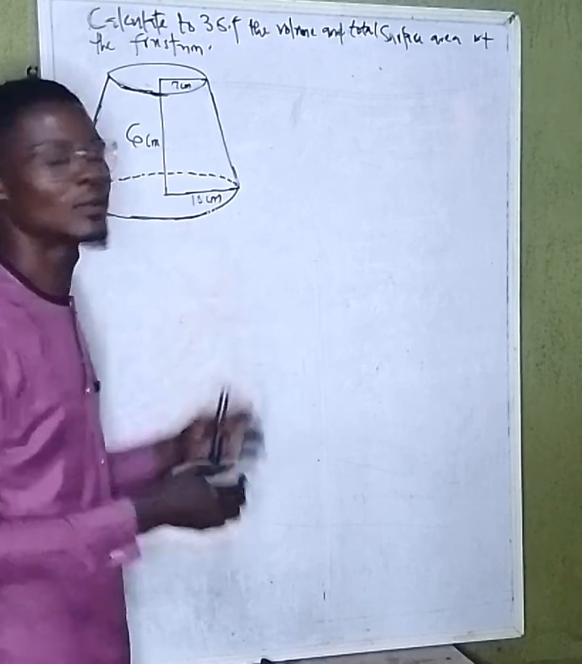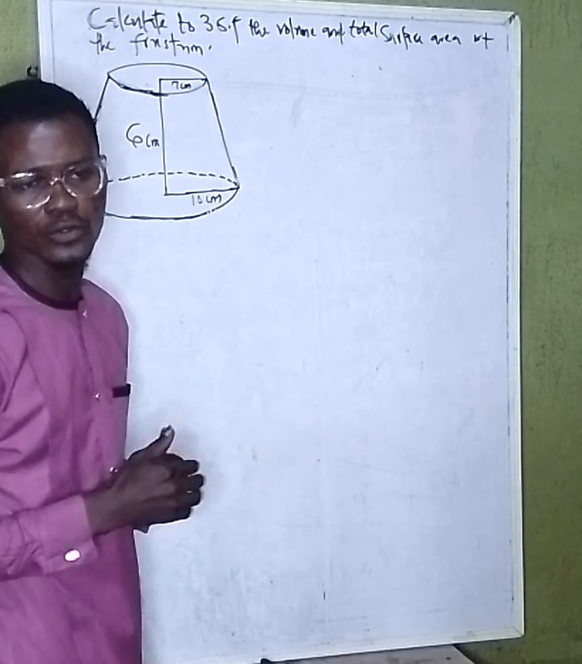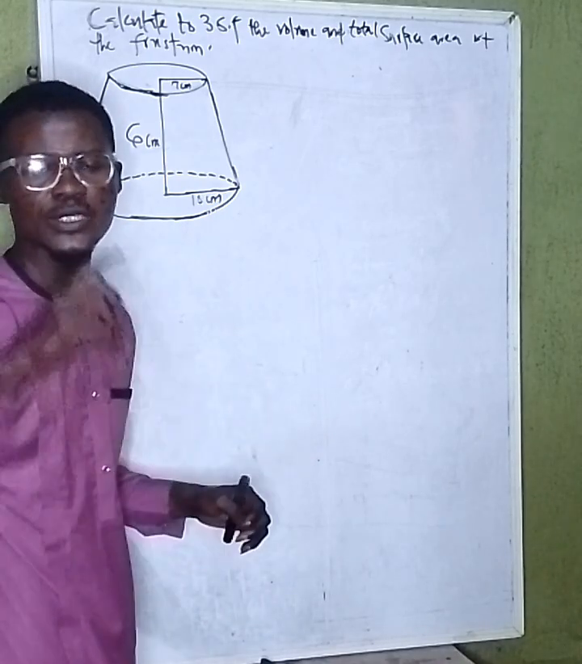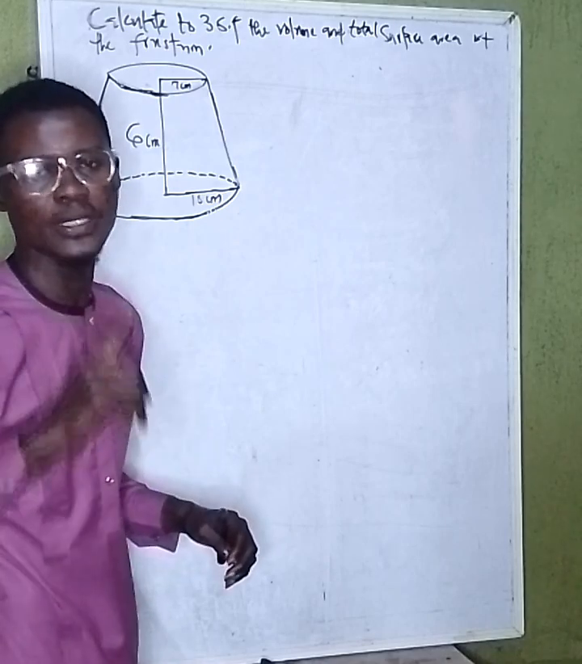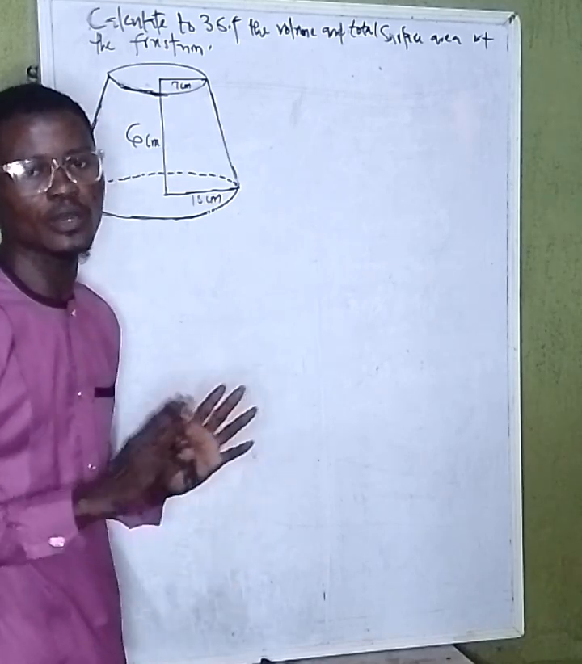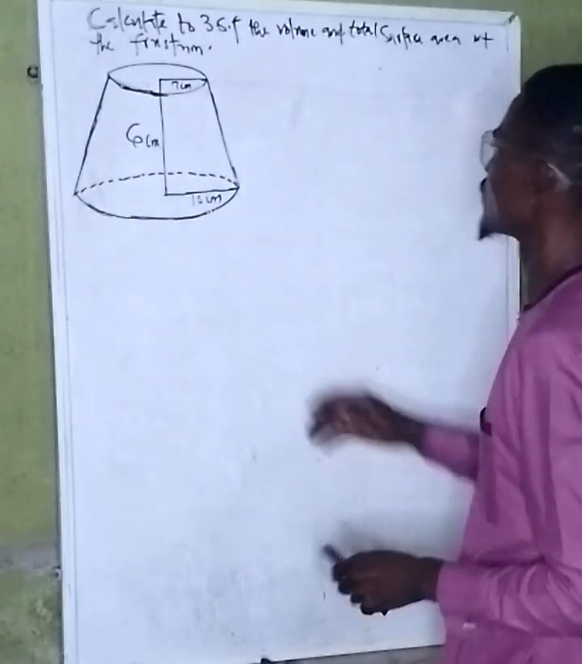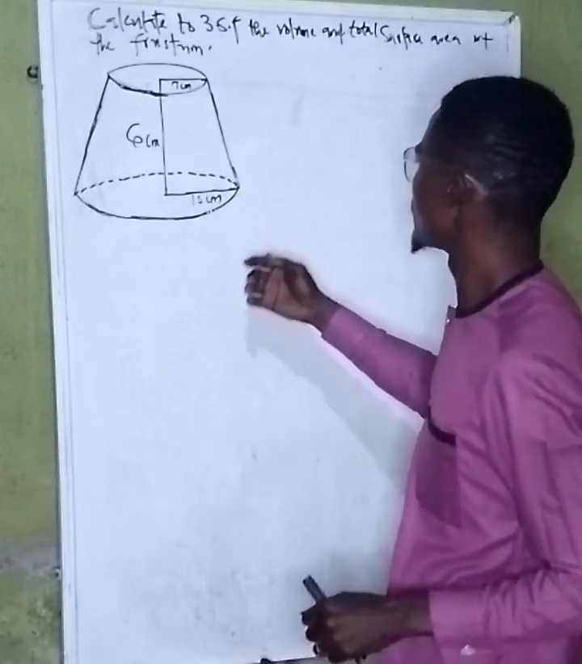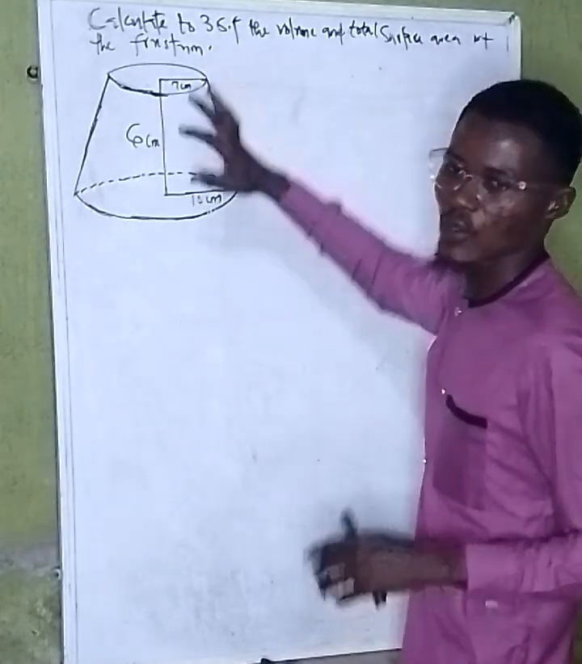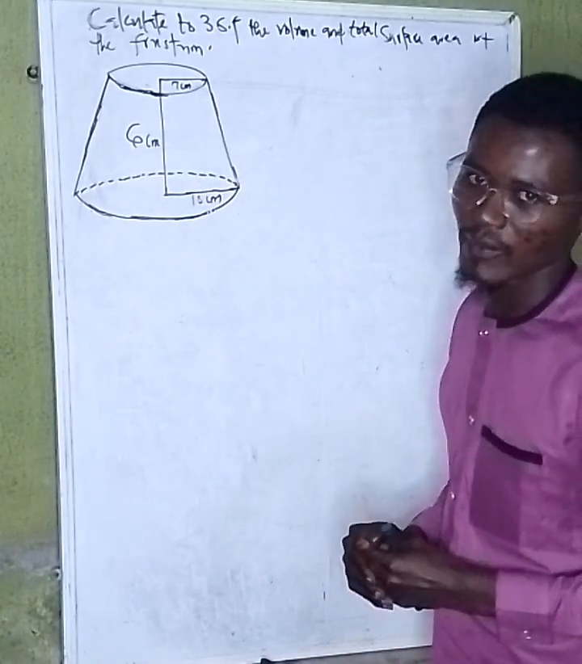Now, if you are solving any problem on Frustum, the first thing that you should consider is to see the Frustum as a complete either a cone or a pyramid. When we get this, it is very easy for us to solve. We need to see this Frustum as a complete cone or a pyramid.